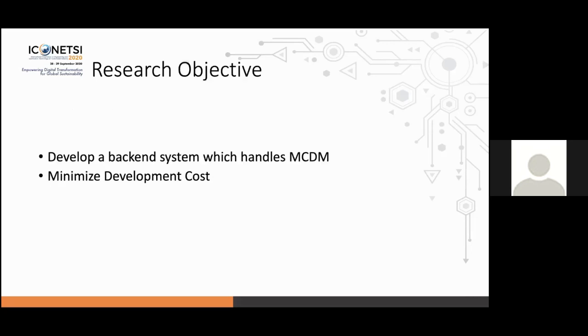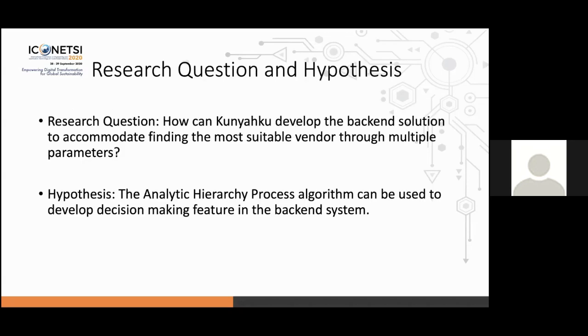The objective here is to develop a backend system which handles MCDM while minimizing the development costs. The research question here is: how can Kunyaku develop a backend solution to accommodate finding the most suitable vendor through multiple parameters? Here, the hypothesis is that we can use the AHP, or analytic hierarchy process, algorithm to develop a decision-making feature in the backend system.